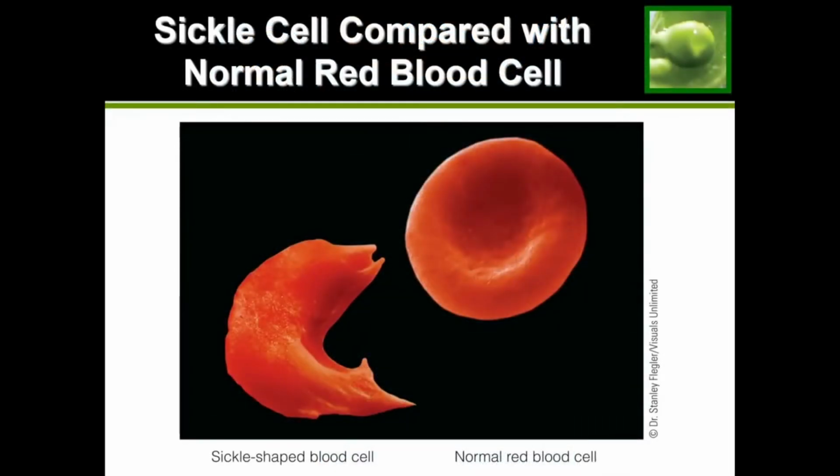Now, sometimes there is an error in this process, and that's when we can develop things such as sickle cell anemia, which you see in this picture over here. Now, on the right-hand side, you see what a normal red blood cell should look like. And on the left-hand side, you see where there was an error in the making of this cell, and it's a lot different structure than what it should look like.